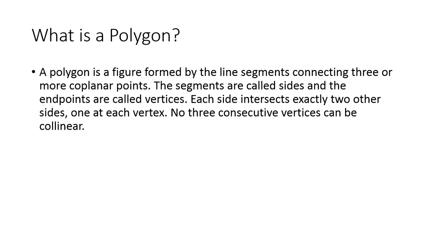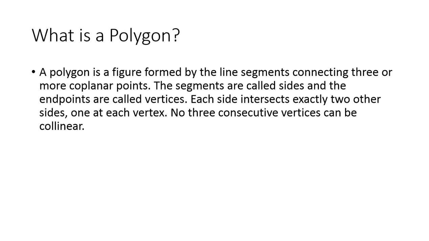A polygon is a figure formed by lines connecting three or more coplanar points. So 3 points that are on a plane. If you take a piece of paper and draw 3 or more points and connect a shape around those, you've created a polygon. The segments are called the sides and the endpoints are called vertices. So every point we call a vertex and every line you drew would be a side.